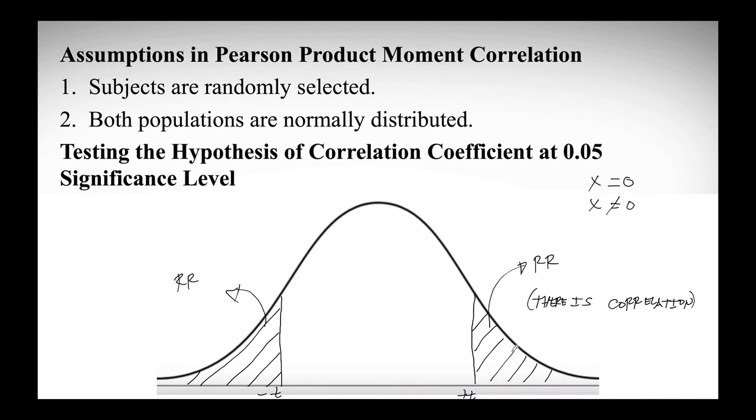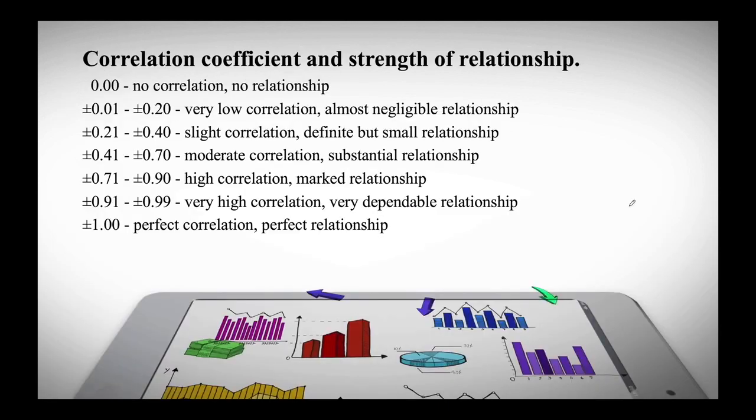If nandito yung ating data computed, nasa rejection region, meaning to say this is rejected and this is correct, yung ating alternative. And ang alternative natin is not equals to 0, meaning 0 pataas or 0 pababa. And kung babalikan natin, 0 pataas and 0 pababa is ito siya, yung mga numero na to. There is a relationship, pwedeng low, pwedeng medium, pwedeng high, pero hindi no. Okay? I hope that is clear with you.